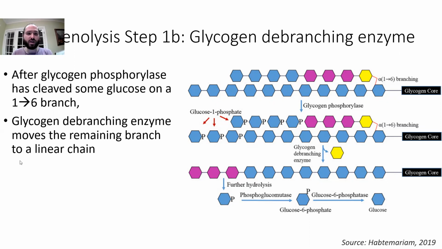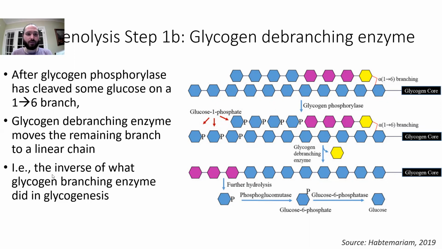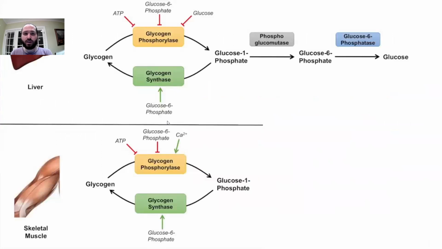Glycogen debranching enzyme moves the remaining branch to a linear chain. So it's moving the remaining branches off to a linear chain. So it's the inverse of what glycogen branching enzyme did in glycogenesis. And a little more just about regulation of these two different processes.